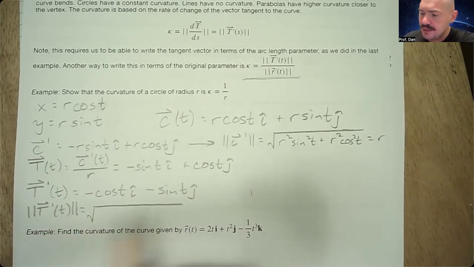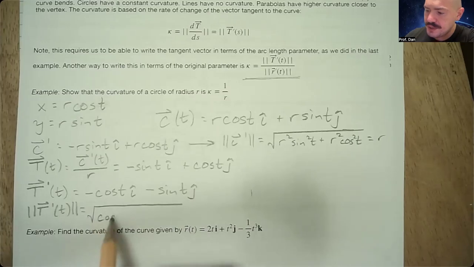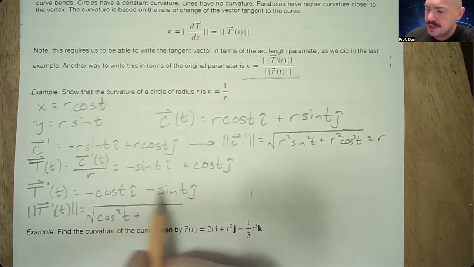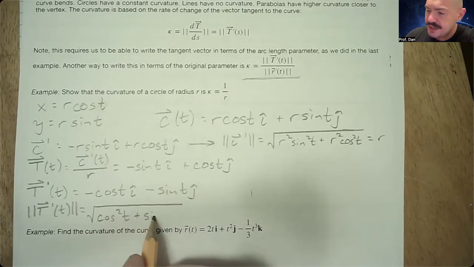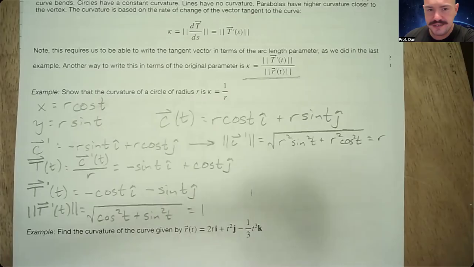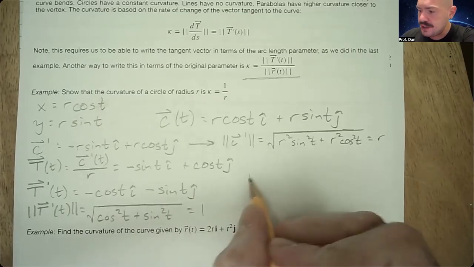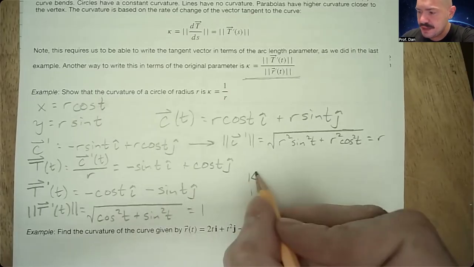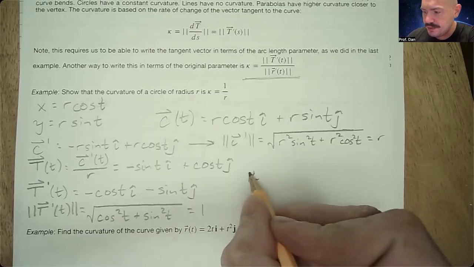So we have the magnitude, so that's the square root of this squared, which will give me positive cosine squared t, plus this squared, positive sine squared t, which we know is 1. Square root of 1, we get 1. So the curvature kappa, can make it fancy so you know it's Greek.